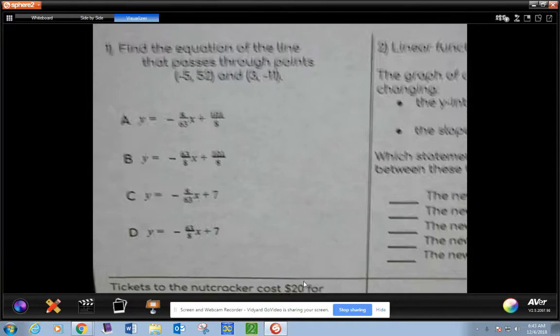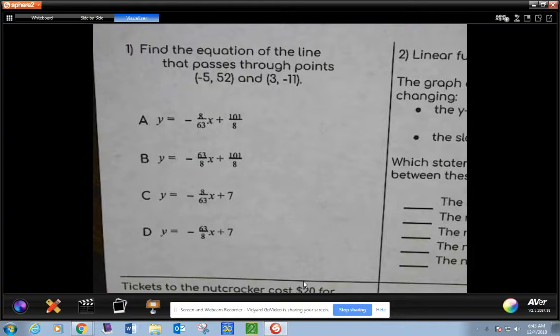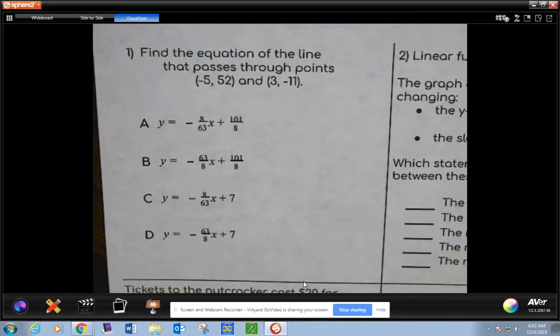Okay, I'm going to show y'all how to do stuff by hand and how to do stuff by calculator. My honors, y'all tend to want to do it all by hand, which is great, but remember the calculator can be such a great tool. So for number one, find the equation of a line that passes through the points -5, 52, and 3, -11.